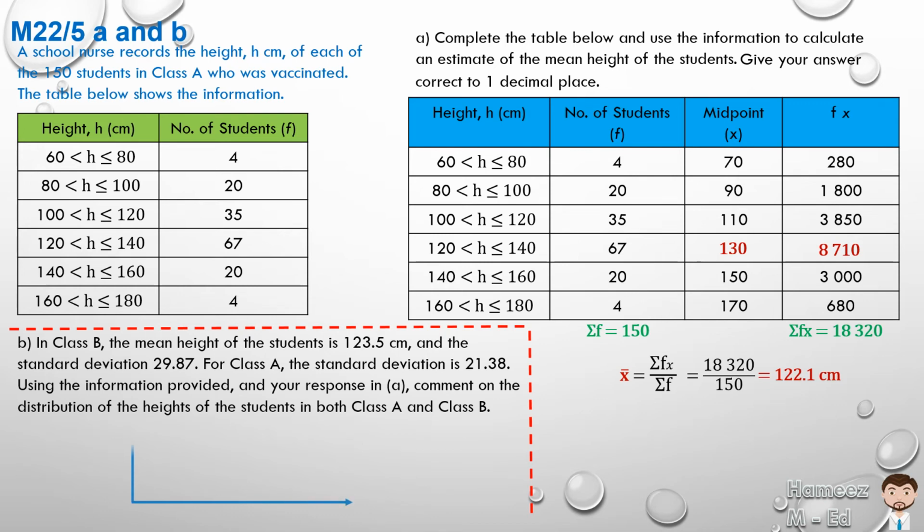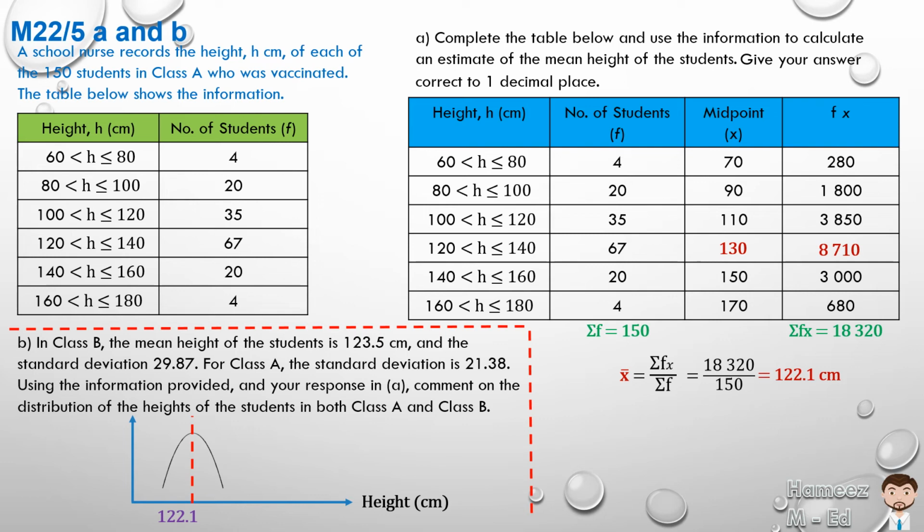So let's bring up a little sketch, and we can see 122.1 cm, which is the average height of Class A, and that has a deviation of 21.38, meaning that 1/3 of the students are within 21.38 centimeters above or below that average mark of 122.1 cm.